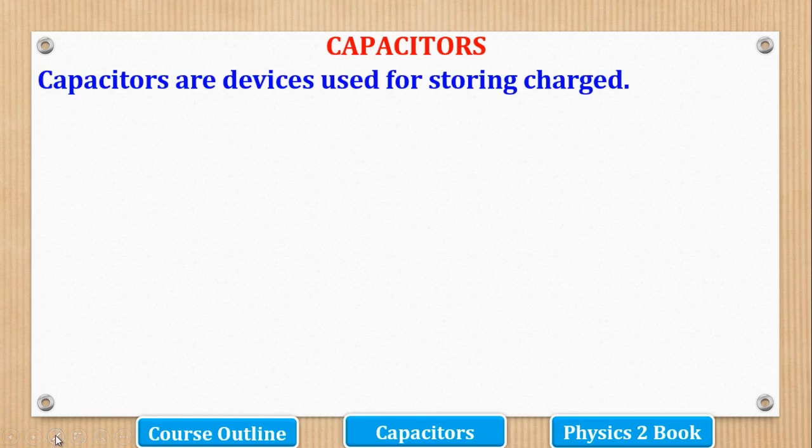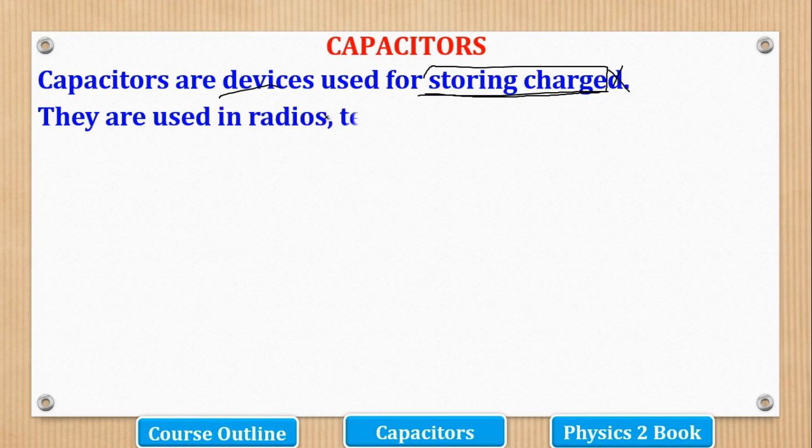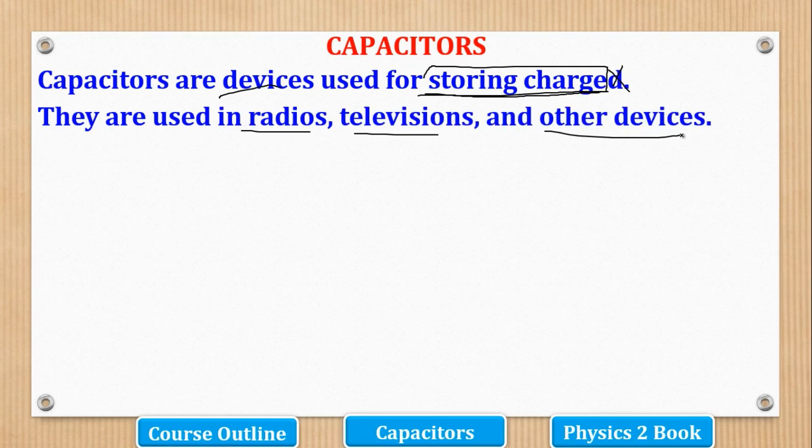Capacitors are devices used for storing charge. They are used to store charge. That's the main purpose of a capacitor. So they are used in many electronic gadgets like radios, televisions, and other devices which require storing charge.